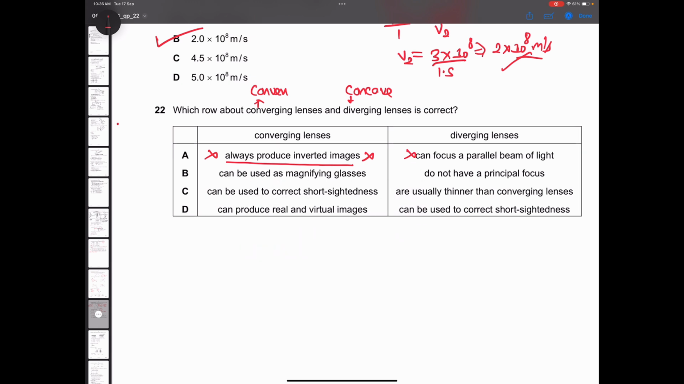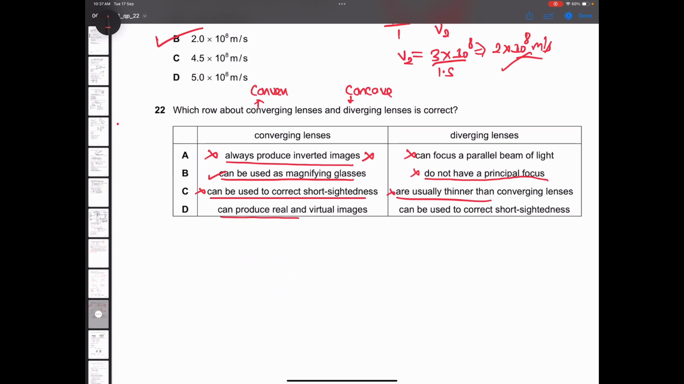Just like I mentioned, there are 6 cases in our syllabus, out of which the last one forms a virtual and erect image and it is used for a magnifying glass. So this statement is correct. Let's check diverging: does not have principal focus. No, all the lenses have principal focus. Convex or concave, both of them have principal focus. Converging lenses can be used to correct short-sightedness. No, they can be used to correct long-sightedness. So this is incorrect. Are usually thinner. Incorrect. Converging lenses can produce both.